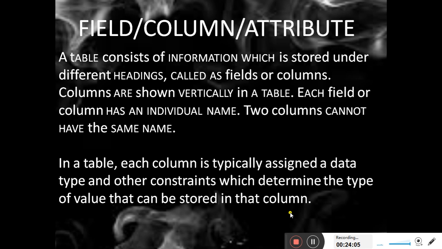Next one is, what is a field? The vertical representation of data is called a field. Columns are shown vertically in a table. Each field or column has an individual name, which is decided by the user while creating the table. Two columns cannot have the same name, as I already explained. In a table, each column is typically assigned a data type and other constraints which determine the type of value that can be stored in that column.